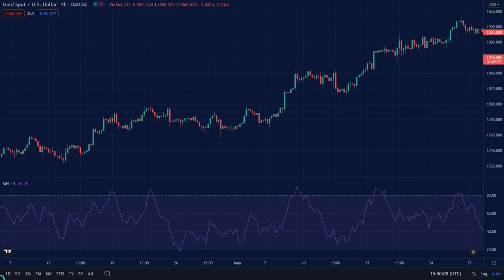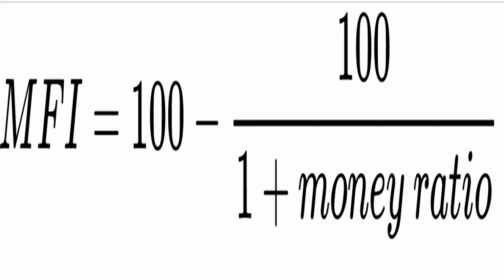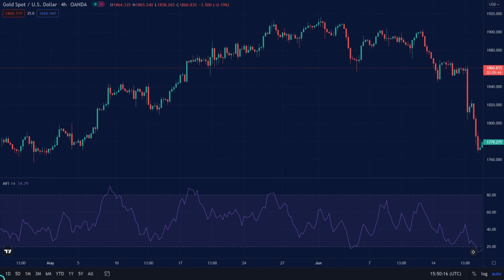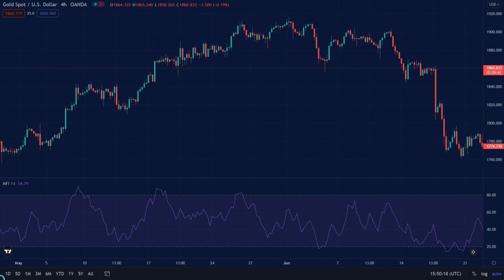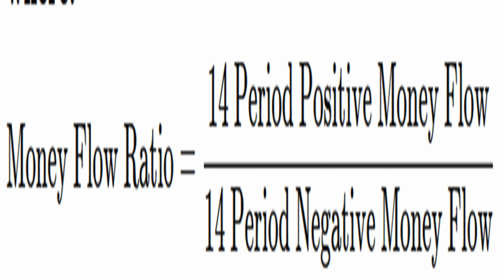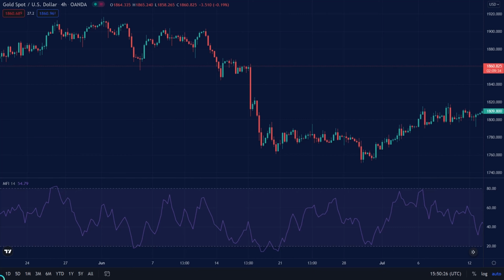So the equation is that the money flow index equals 100 minus 100 divided by 1 plus the money flow ratio. Now you would ask, what is the money flow ratio? And the money flow ratio is basically the 14 period positive money flow divided by the 14 period negative money flow. So what is the money flow? The money flow is basically the typical price multiplied by the volume.